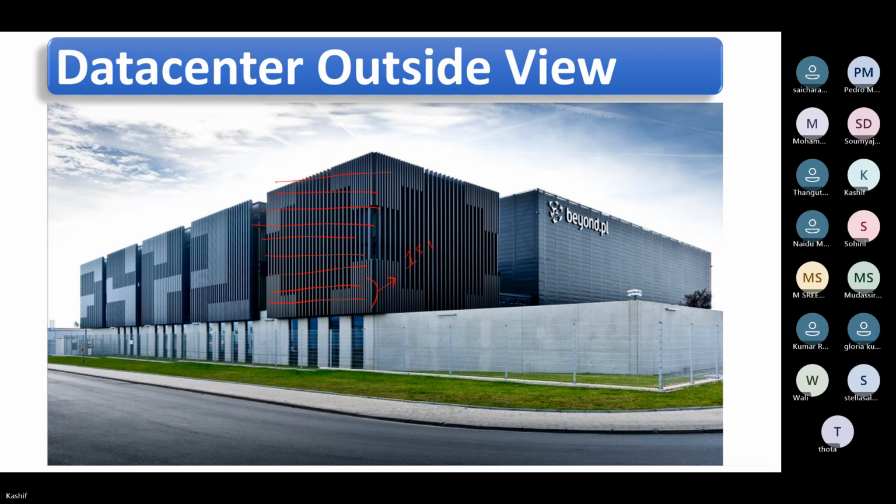Okay, first floor and second floor are dedicated for Intune services. Other floors are for other purposes. So now let's assume that the first floor and the second floor have been made dedicated for Intune. So this is the outside view of the data center.